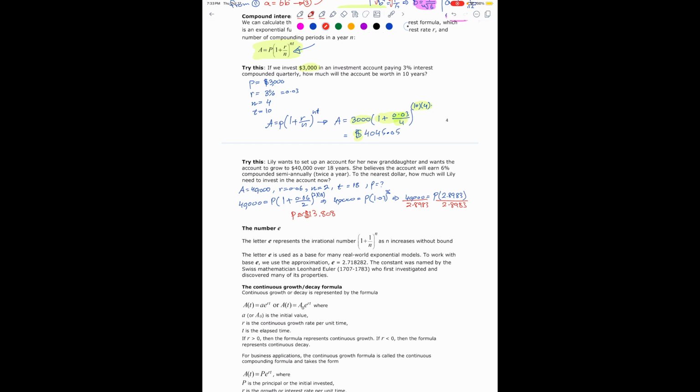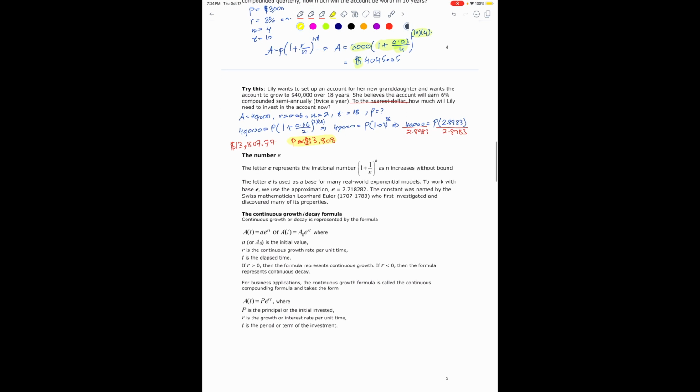So that is to the nearest dollar. The actual amount is $13,807.77, and then you're going to round it to the nearest dollar because the question is asking to round it to the nearest dollar. And that is the principal amount Lily needs to invest now in order to grow the account to $40,000 over 18 years.